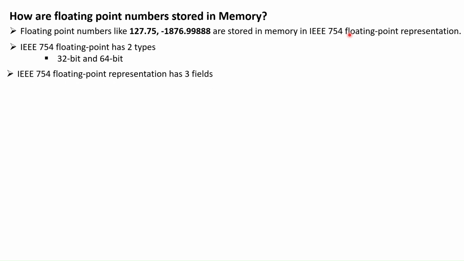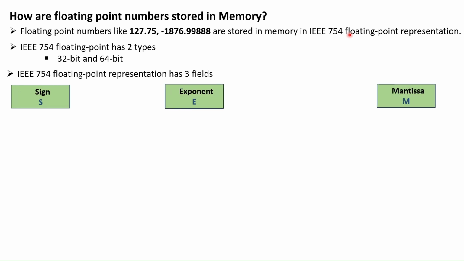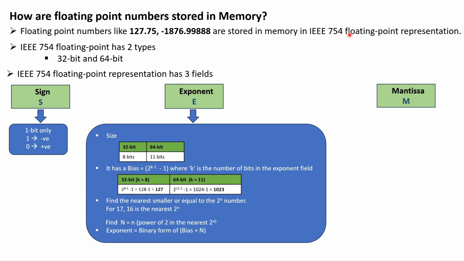So IEEE 754 has three fields. One is the sign, which is 1 bit only. If it is 1, it is a negative number. If it is 0, it is a positive number. Next is the exponent. For 32-bit floating point numbers, the exponent is 8 bits. For 64-bit floating point numbers, it is 11 bits.